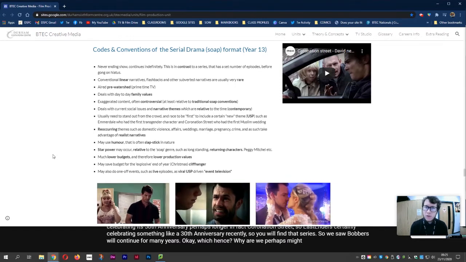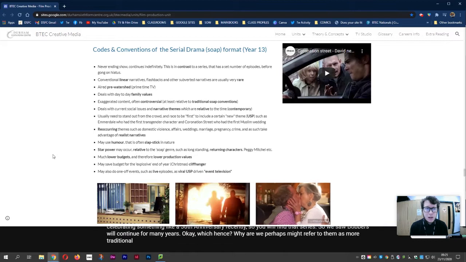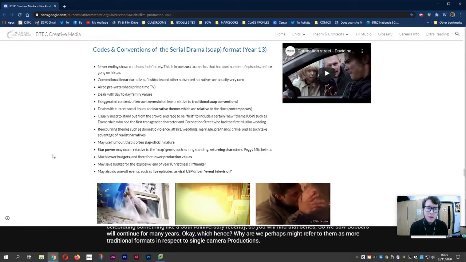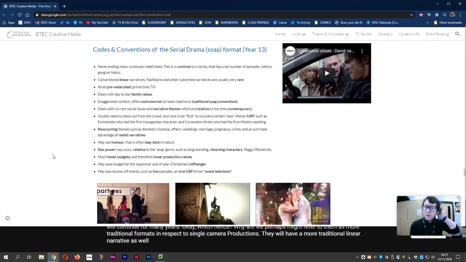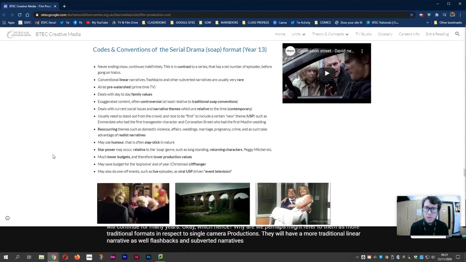Which is why we might refer to them as more traditional formats in respect to single camera productions. They will have a more traditional linear narrative as well. Flashbacks and subverted narratives are usually quite rare.